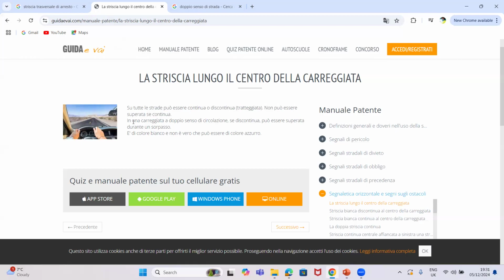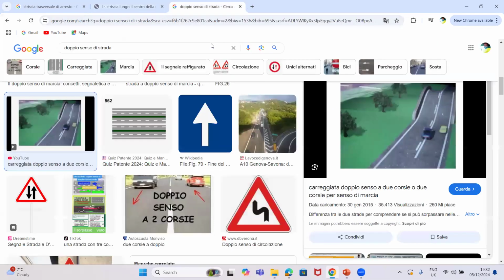Now watch. In una carreggiata a doppio senso di circolazione, se discontinua, può essere superata durante un sorpasso. Think about it. Let me repeat. They said, in a carriageway with double sense of movement, if the line in the center is discontinuous, it can be passed during an overtaking. Let me show you an example. I want you guys to follow me.